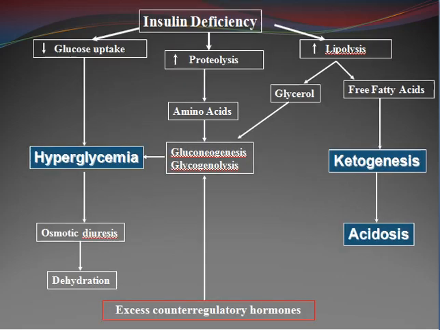Pathophysiology of the DKA. First we have insulin deficiency, which results in decrease in glucose uptake, hyperglycemia, osmotic diuresis, and dehydration. Also we have increase in proteolysis with the elaboration of amino acids, resulting in more gluconeogenesis and glycogenolysis and hyperglycemia. We have also increase in lipolysis with elaboration of free fatty acids in the circulation, ketogenesis, and acidosis. And there is increase in counter-regulatory hormones, which lead to more gluconeogenesis and glycogenolysis and more hyperglycemia.